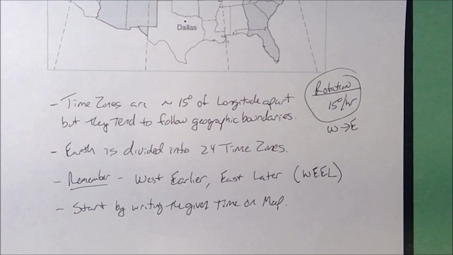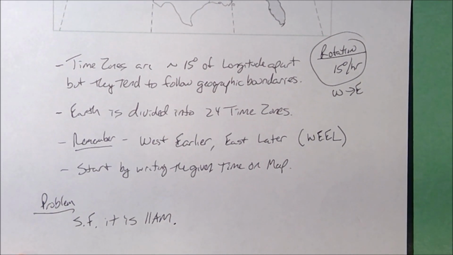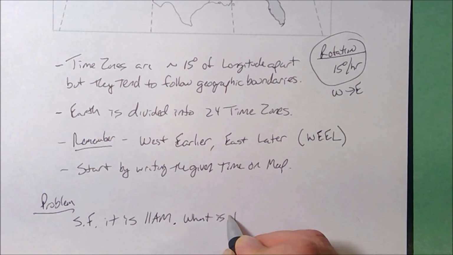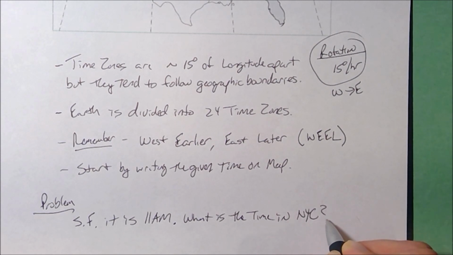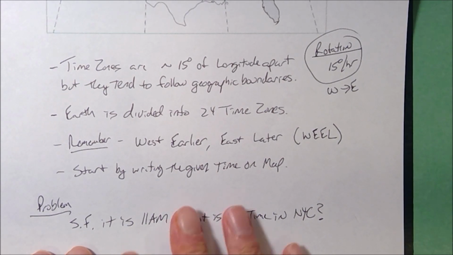So a couple of sample problems. Let's say we're looking at the map and we know that in San Francisco it is 11 a.m. So it's 11 a.m. on the West Coast in San Francisco. What time is it in New York City? Pretty straightforward problem. 11 a.m. is 11 o'clock in the morning. So I'm going to go back to my map.